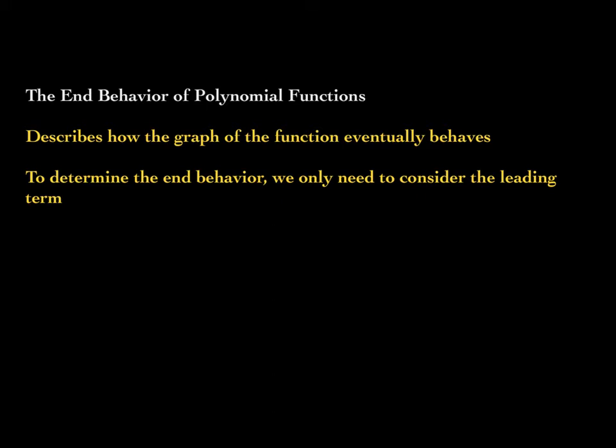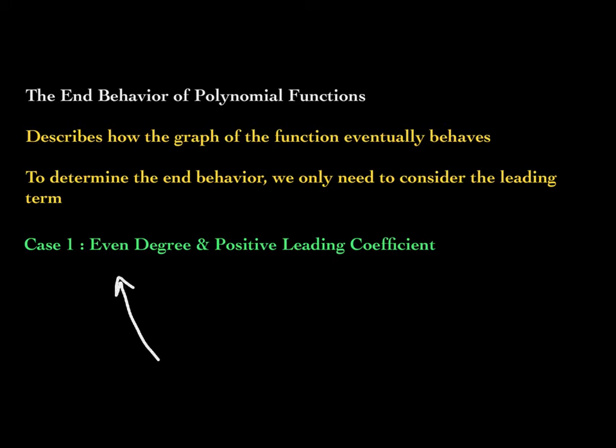Now let me give you how the end behavior is described according to the leading term. So watch this. If the polynomial function has even degree, so if it's degree 2, degree 4, degree 6, and so forth, with a positive leading coefficient, that means the graph eventually behaves like this. That means eventually the graph goes up forever on the left, and it goes up forever eventually on the right.